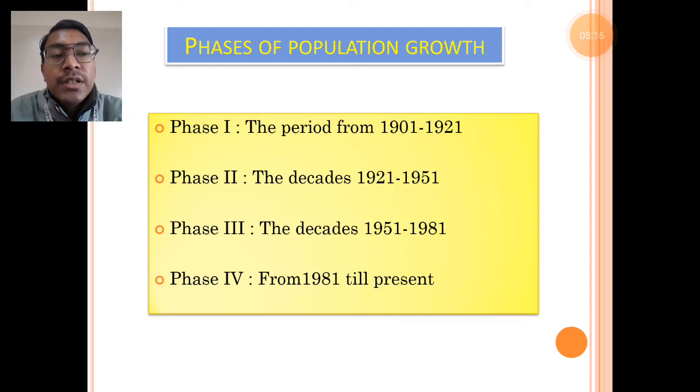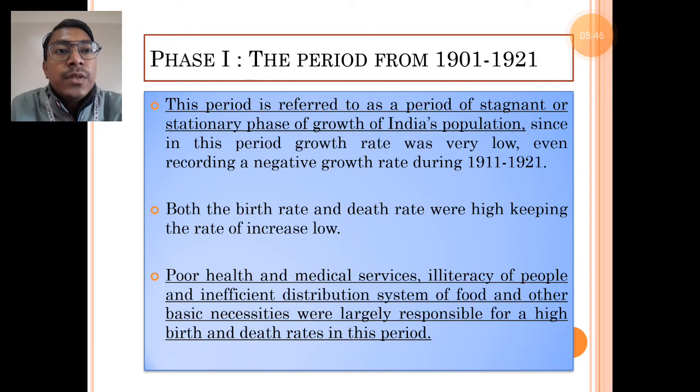So in our country, the population has increased in these four different phases, and there are different reasons and characteristics for each of them. Now we will be discussing the characteristics of these four phases, or the reasons responsible for the growth of population in them. First, let us start with phase 1, that is the time period from 1901 to 1921. See, phase 1 is also referred to as the period of stagnant or stationary phase of growth of India's population.